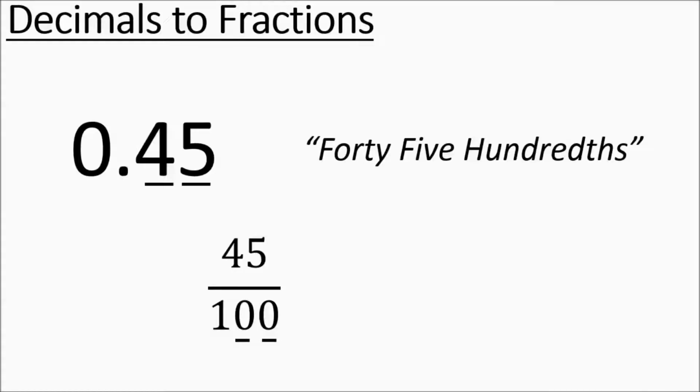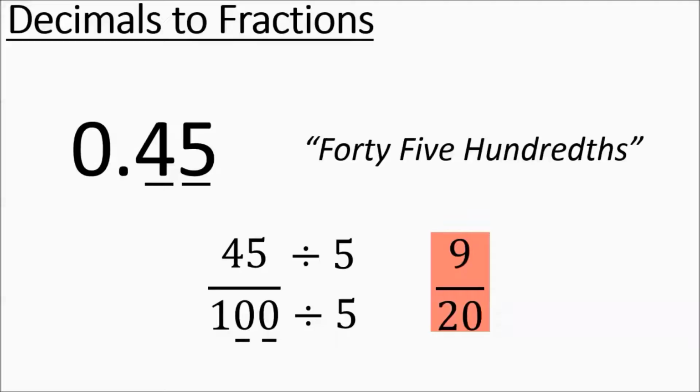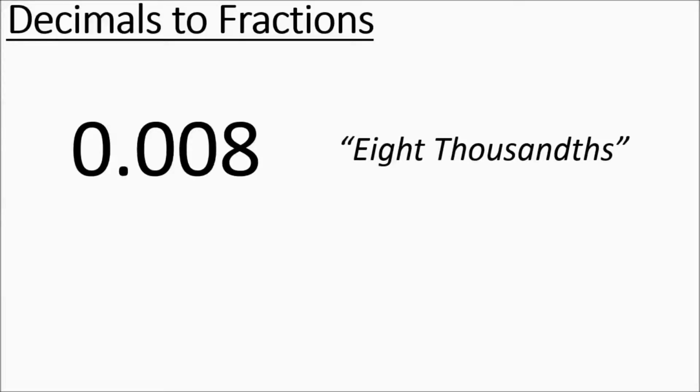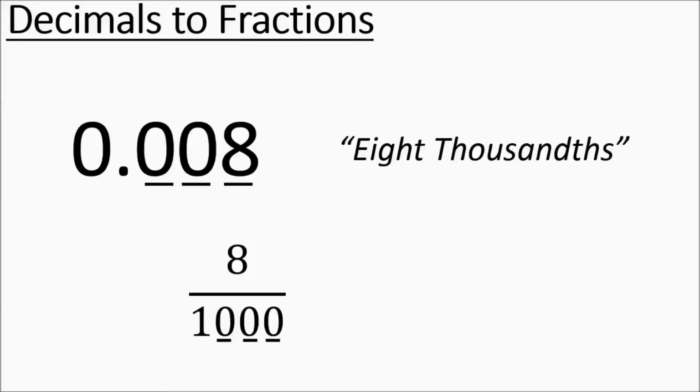And then you want to get that in lower terms. 5 goes into both of them, and you're going to end up getting 9/20ths. So 45/100ths is the same thing as 9/20ths. This one, we have 3 place values out and an 8. That 8 is sitting in the thousandths place. So that'd be read as 8/1000ths.